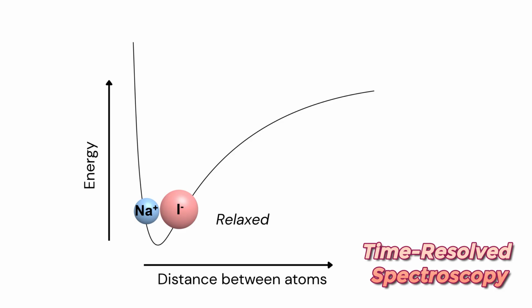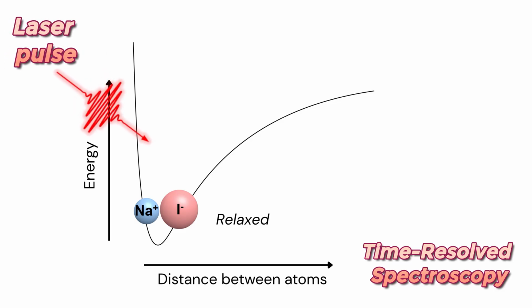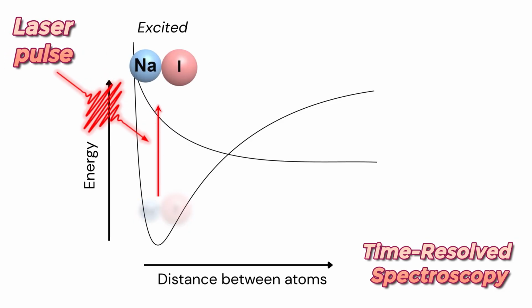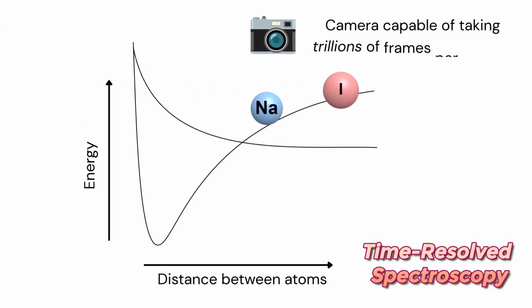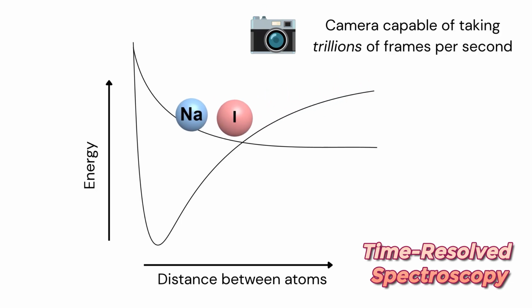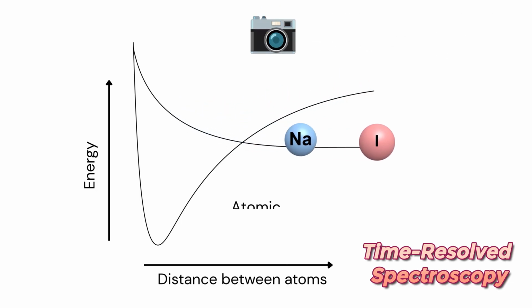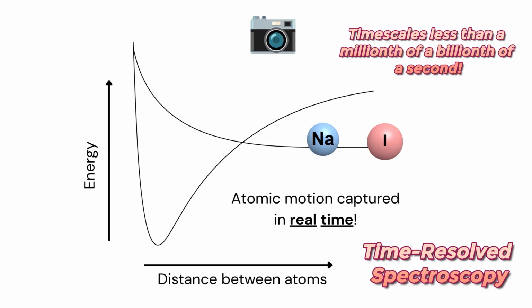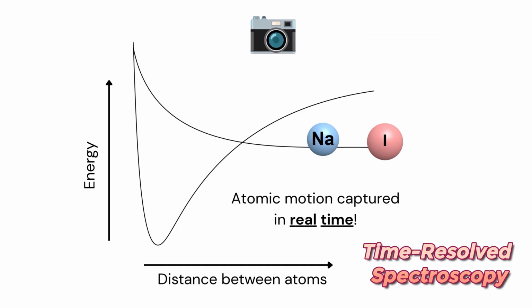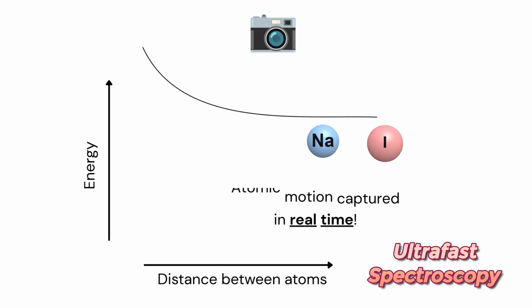These techniques provide time resolution through the use of laser pulses. One laser pulse is used to excite the chemical system. From there, additional laser pulses are used to watch how the system responds. Stitching together the snapshots allows scientists to create molecular movies that show how energy moves in and out of materials. With modern technology, scientists use time-resolved spectroscopies to examine dynamics on timescales less than a millionth of a billionth of a second. Hence, these experiments are often called ultra-fast spectroscopies.